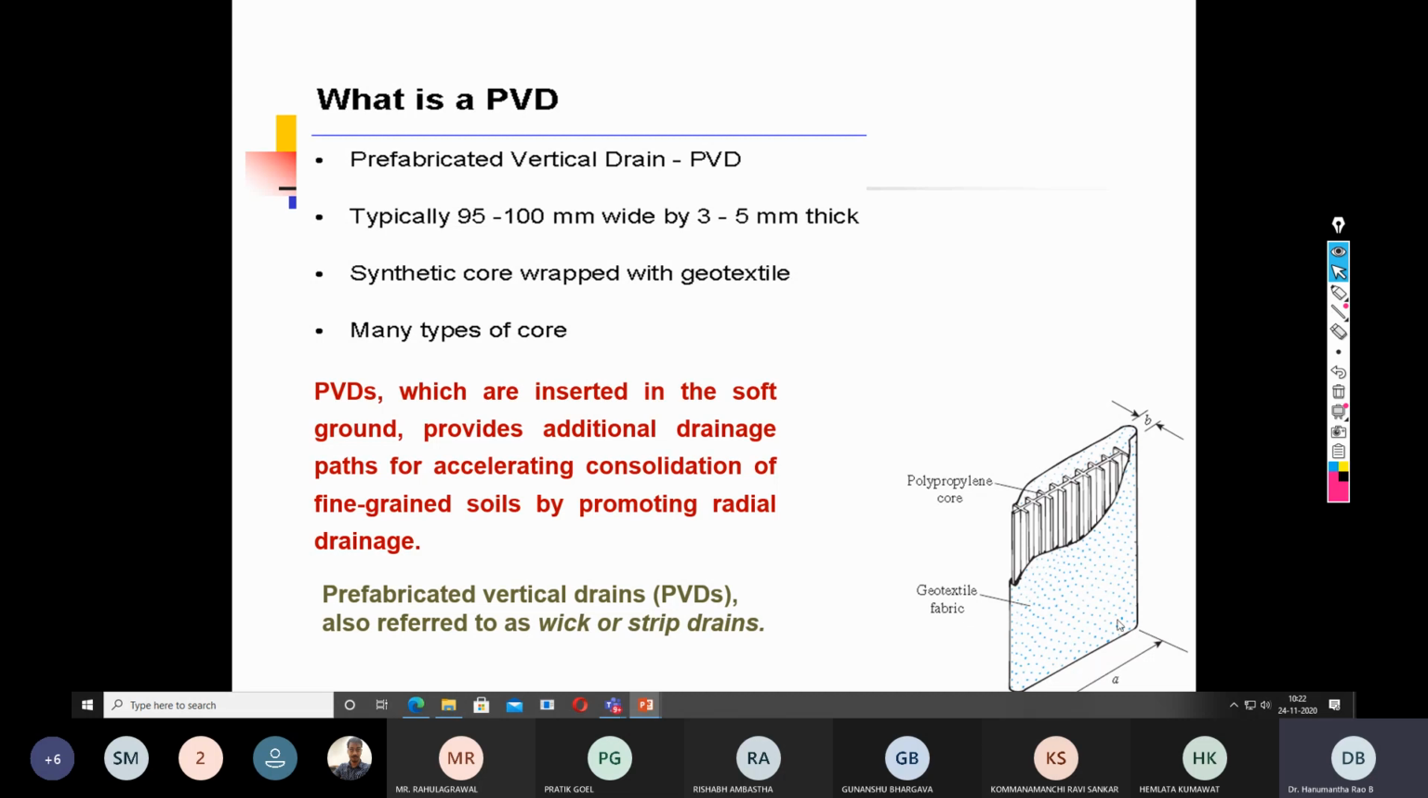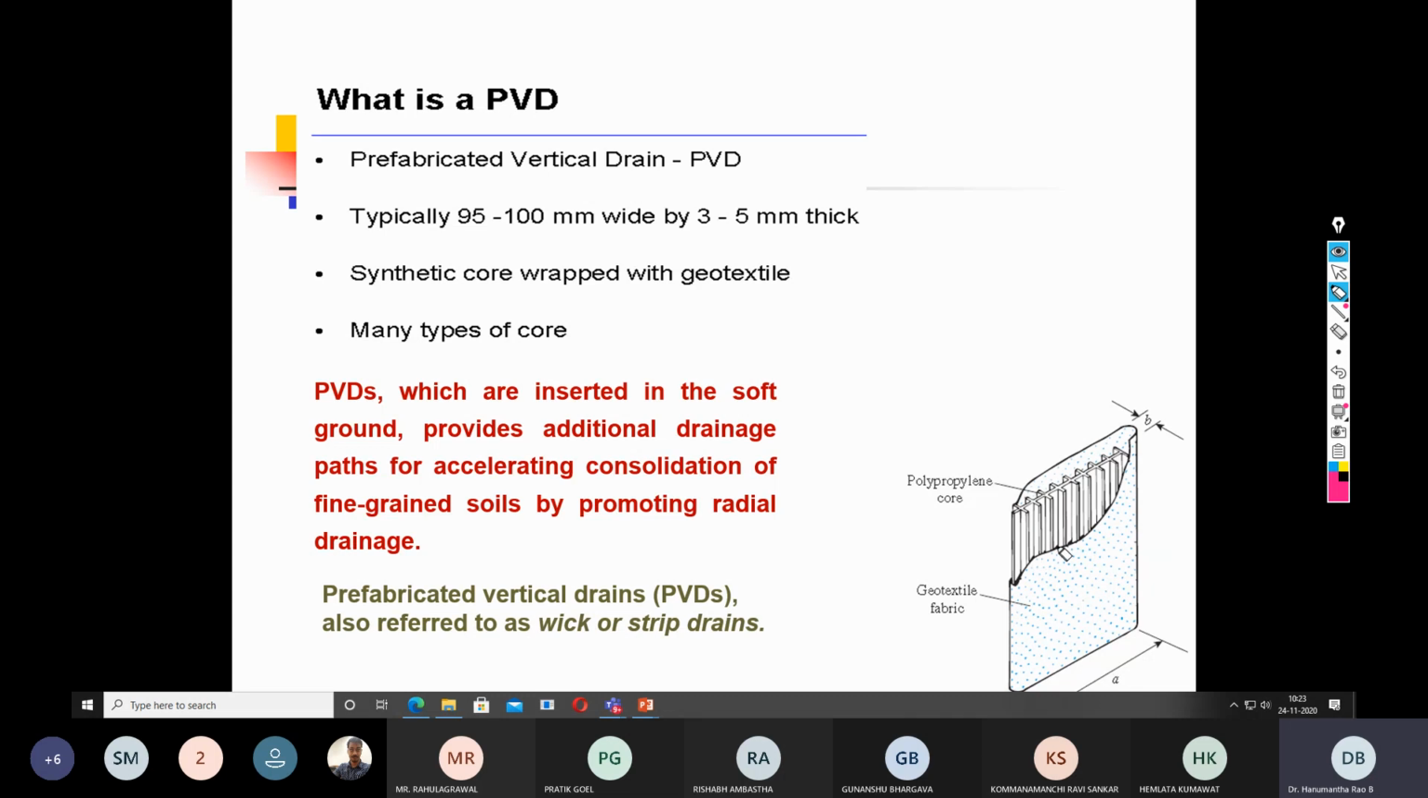So here, on the bottom right side, a simple schematic has been given. This is called a prefabricated vertical drain, typically called a PVD. It has two core components. One is the geotextile fabric, as you can see here, and next is the core, a polypropylene core.